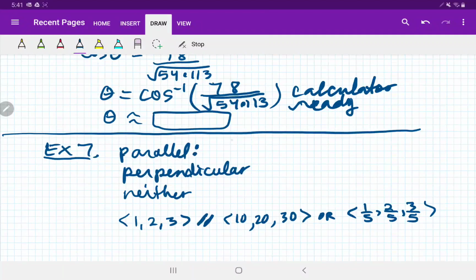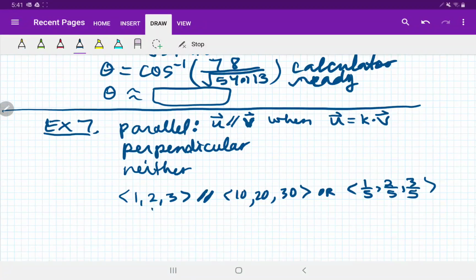So parallel was U is parallel to V. I don't know why they use letters that are so similar. When U equals K times vector V, or vice versa, you could do V equals K times vector U. And your job is to find K. So what do you multiply this one by to get that one?